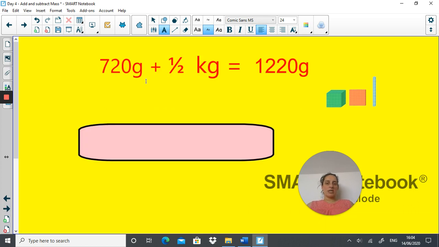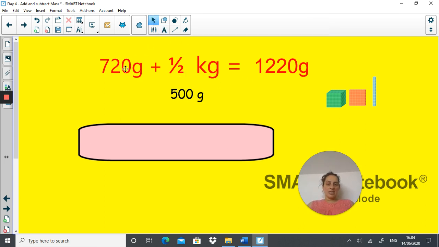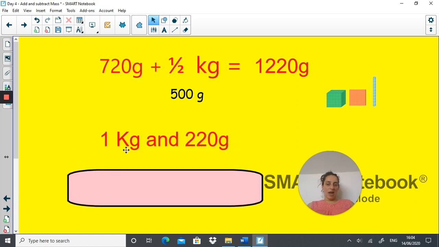Here we go. So 720 grams add half a kilogram. Here I've got the answer, 1,220 grams. But to answer this question, you would need to remember that half a kilogram is 500 grams. So 720 plus 500 grams is 1,220 grams, and split into kilograms and grams, that's 1 kilogram and 220 grams. And for this, you can use the column method, you can use the Deans, you can use numbers, whichever strategy works for you, really.